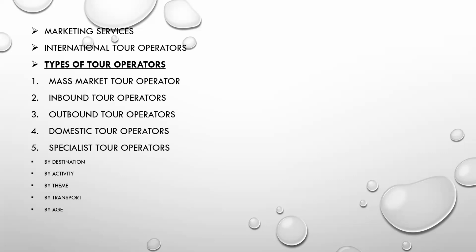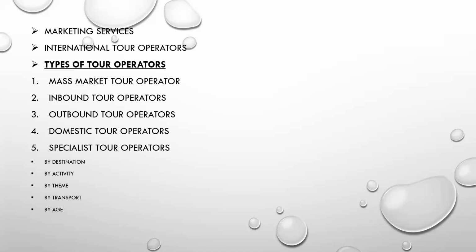Now, types of tour operators. We have 5. The first one, mass market tour operators. 2, inbound tour operators. 3, outbound tour operators. 4, domestic tour operators. And 5, specialist tour operators. Number 1, mass market tour operator.